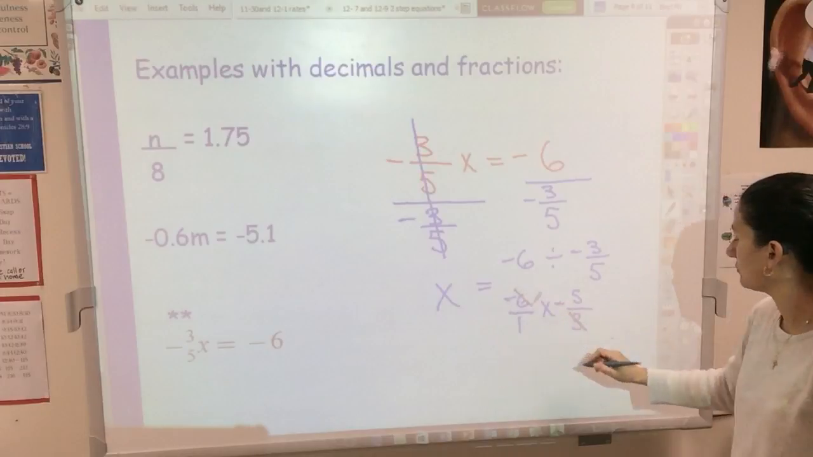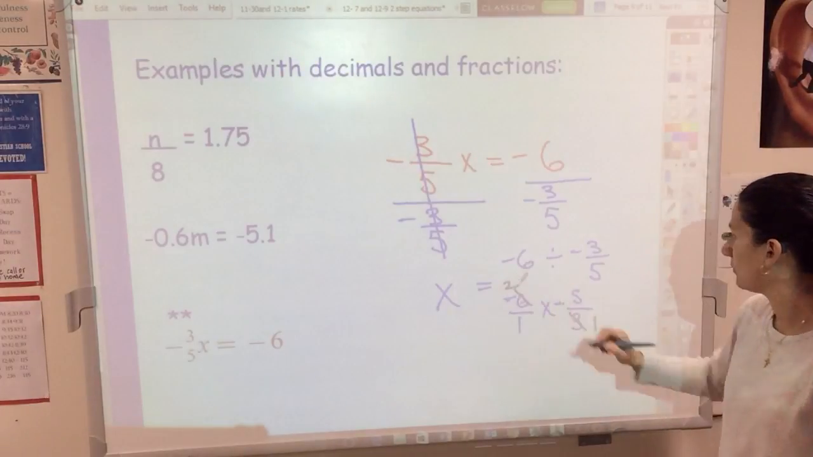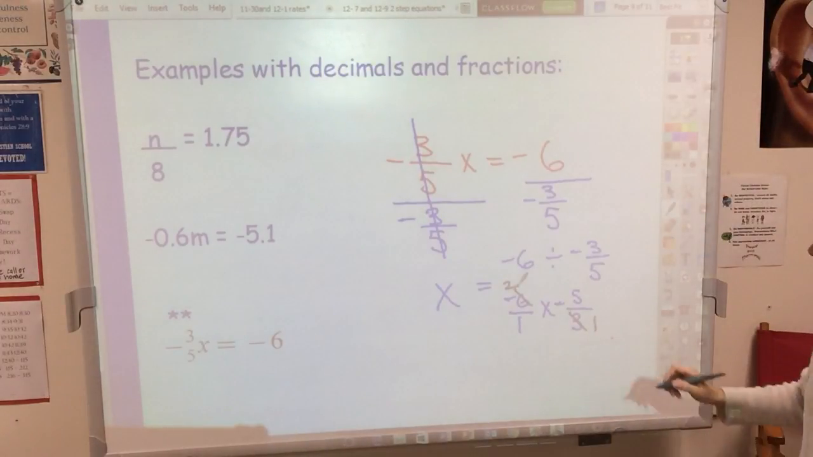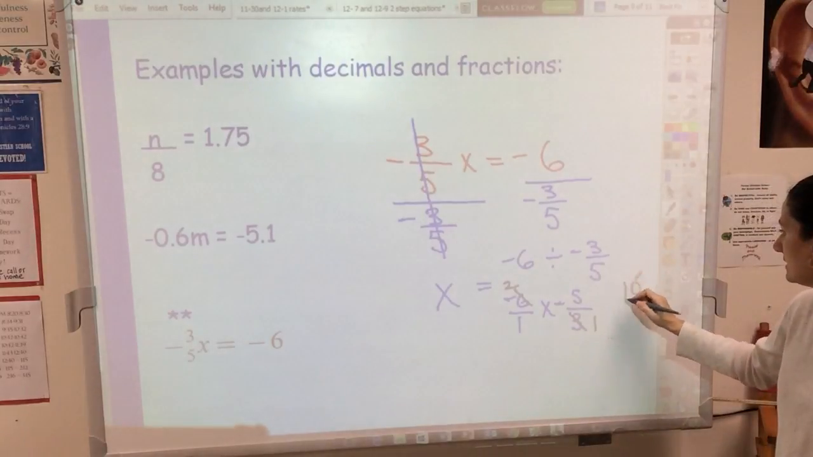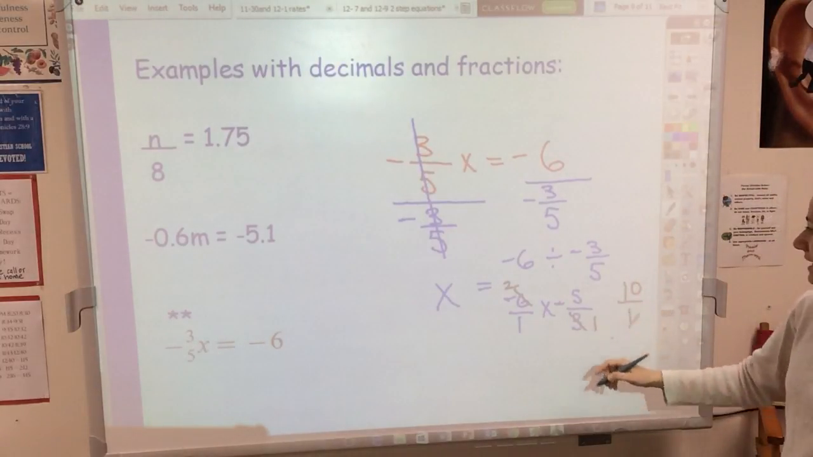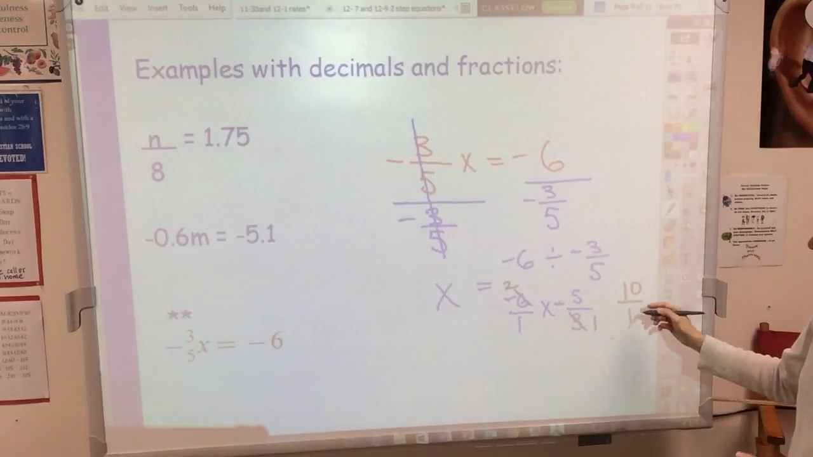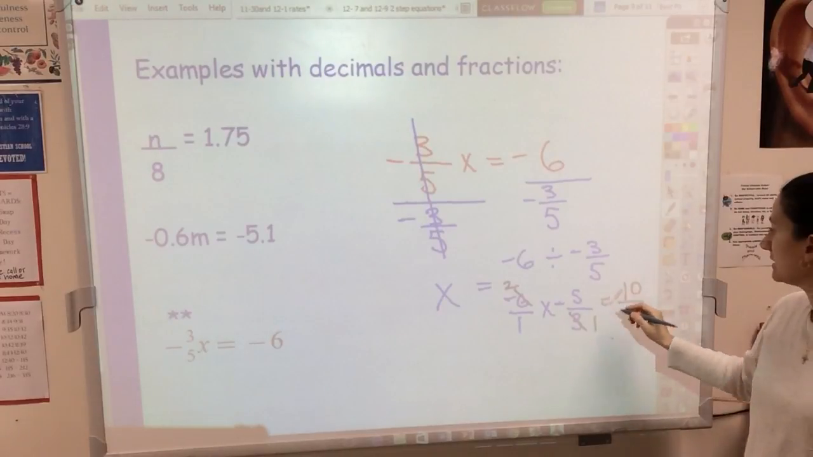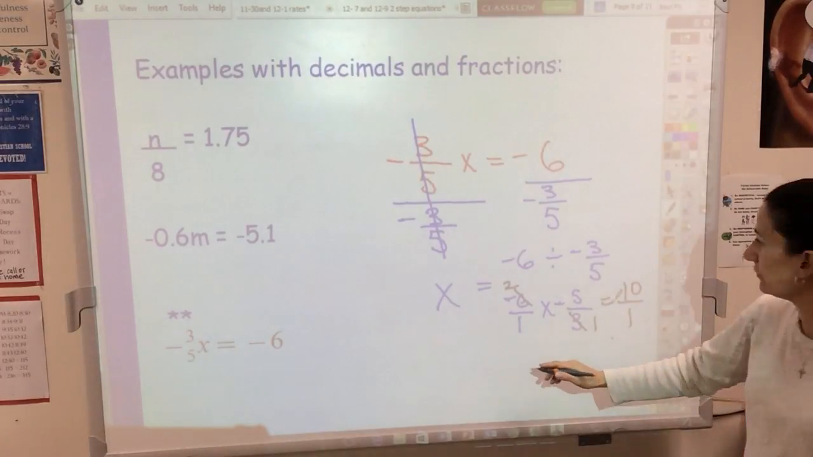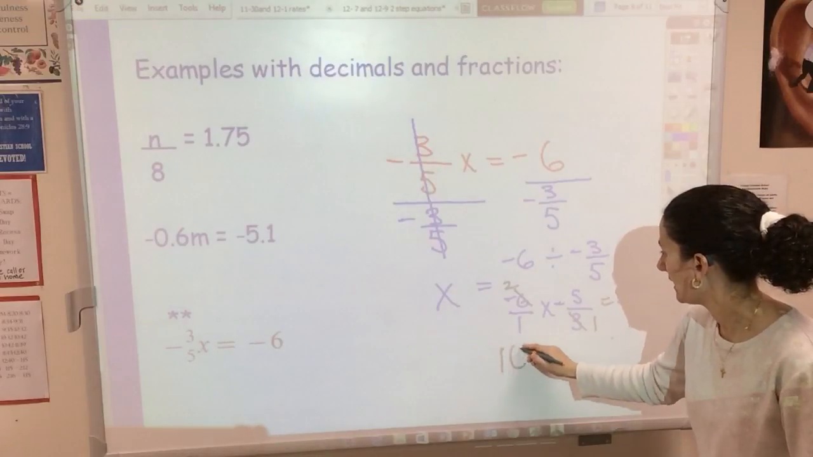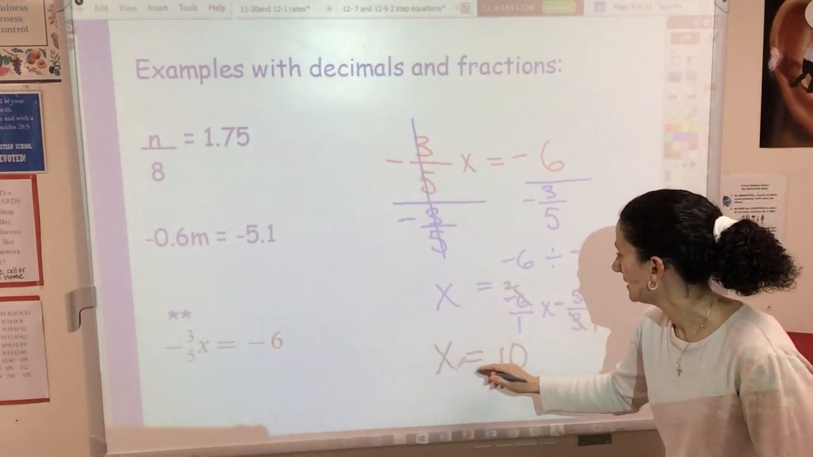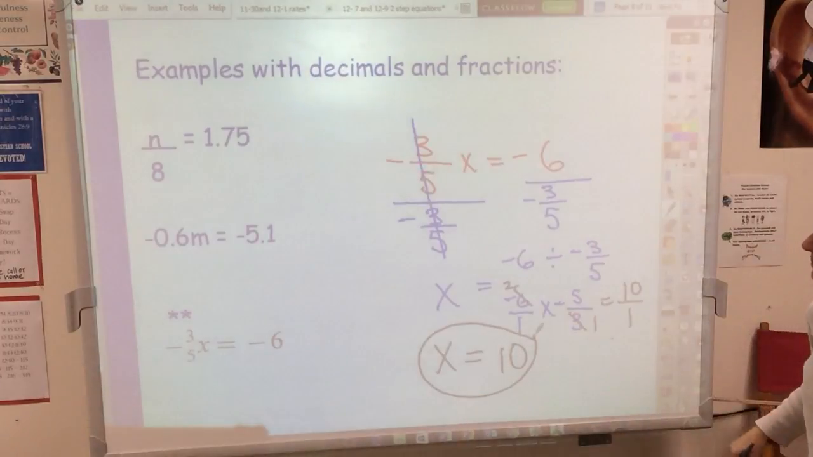I can simplify the 3 and the 6 and make that 1 and 2. If I divide by 3, 2 times 5 is 10. 1 times 1 is 1. A negative times a negative is a positive. So my final answer, when I put this into the proper form, is 10. 10 wholes. X equals positive 10.